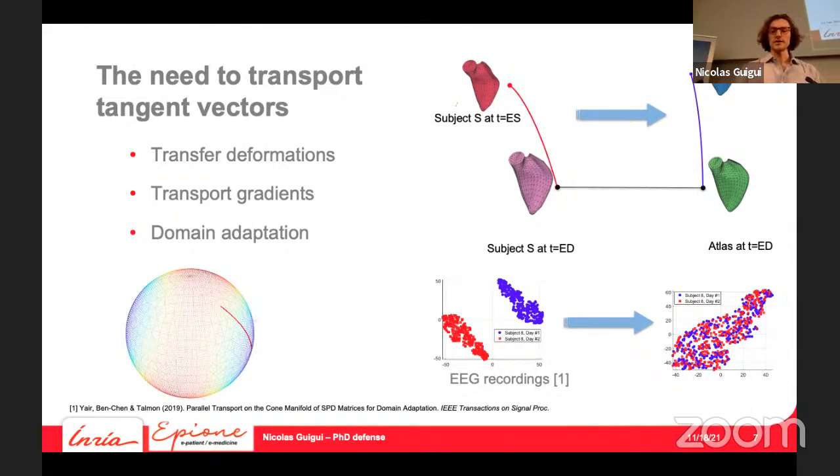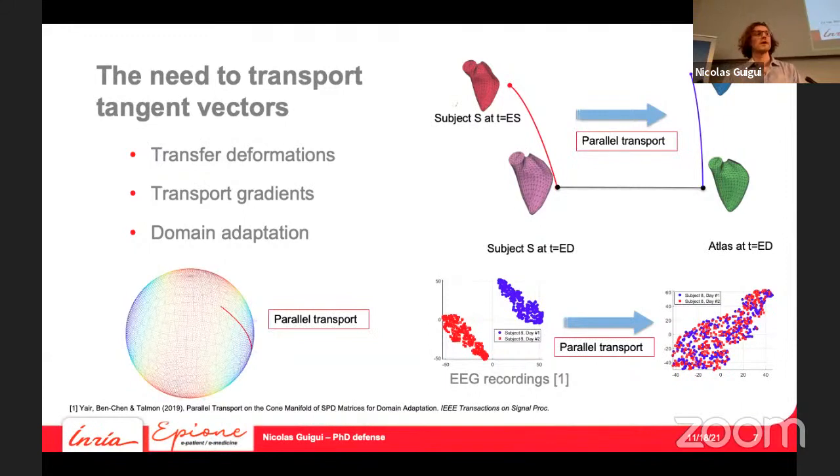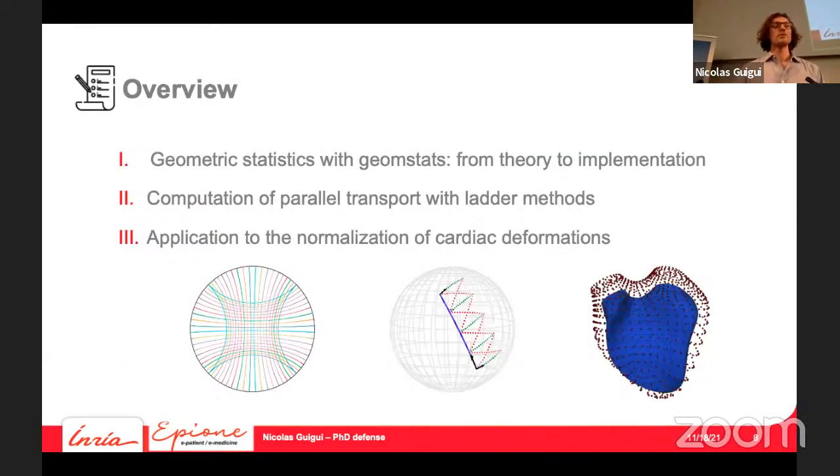And for all these challenges, we can use a tool called parallel transport, defined from Riemannian geometry. And this idea will lead most of the developments of this thesis. So I will first delve into the field of geometric statistics and show how we can go from theory to an efficient implementation with a framework called geomstats.